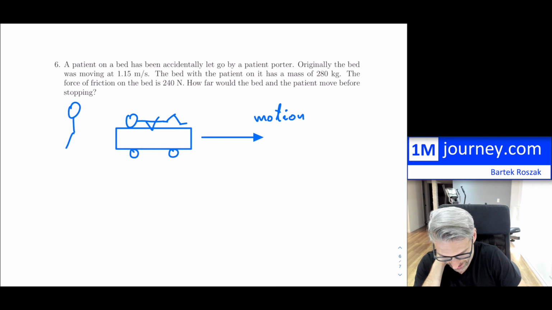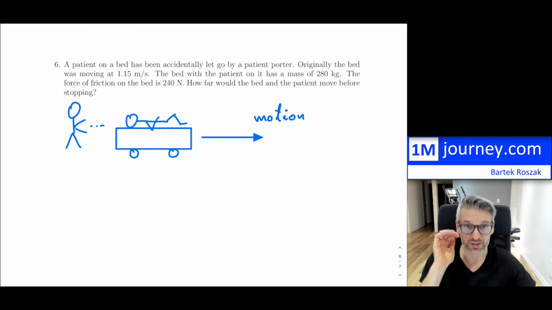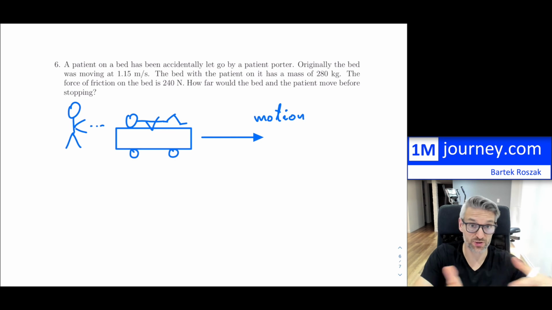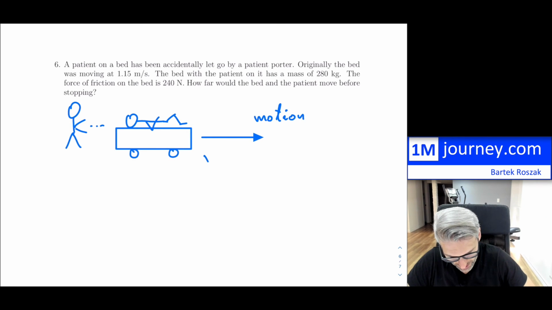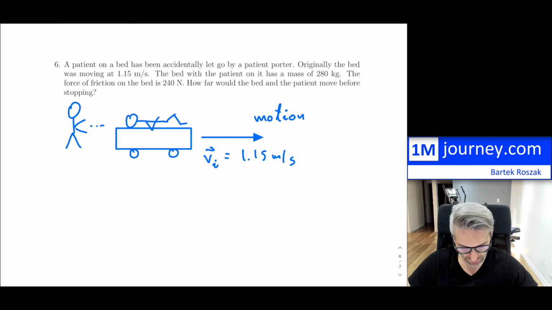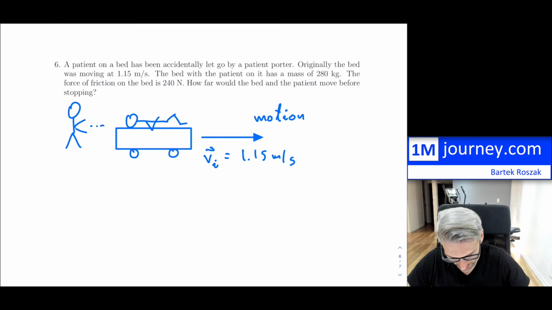Maybe something happened, maybe it slipped. And obviously if you're moving, then it's going to still continue to move, right? Unless there's just an enormous amount of friction that this thing will just stop. But here it says originally the bed was moving, so notice that the initial velocity was 1.15 meters per second. The bed with the patient on it has a mass. So I'm going to just draw this down. Force of gravity.